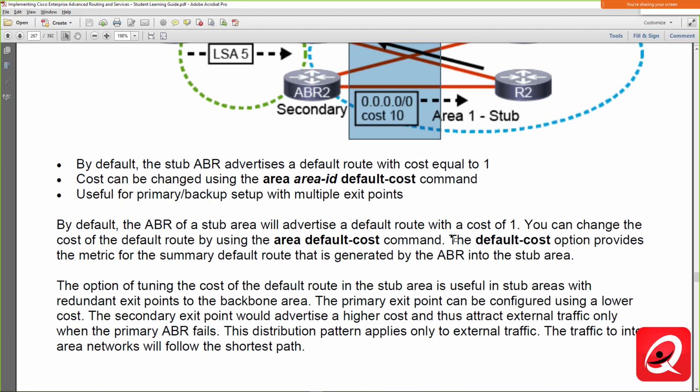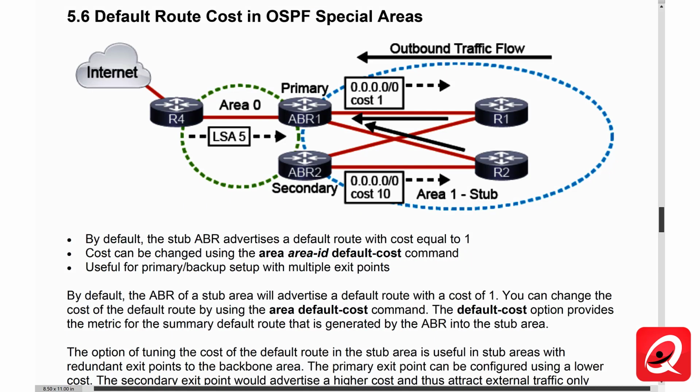All right, so we'll wrap up this discovery. We're going to go into our authentication discussion. Alrighty, now we're going to move on to the last two topics before we get into our next discovery. And in this next topic, we're going to talk about the default route cost in OSPF special areas.